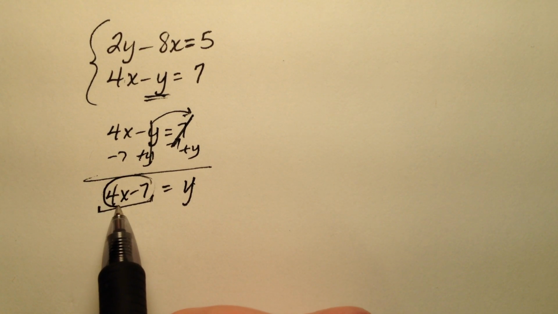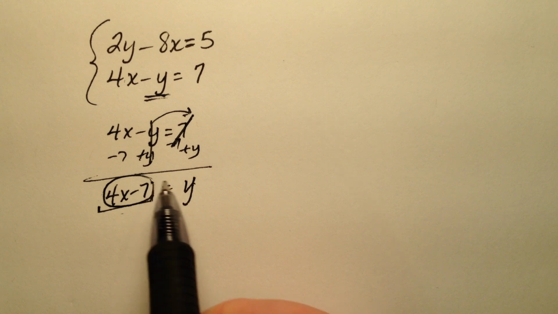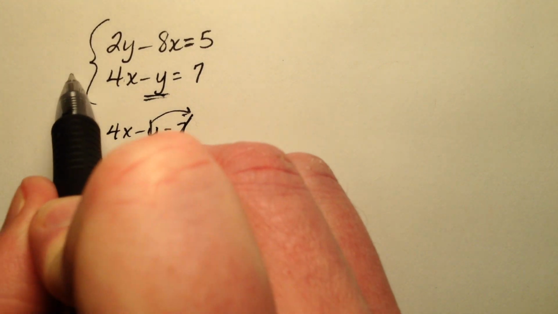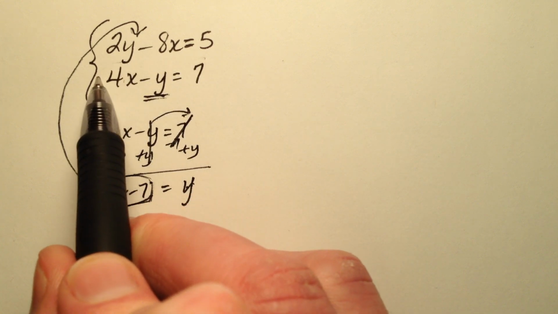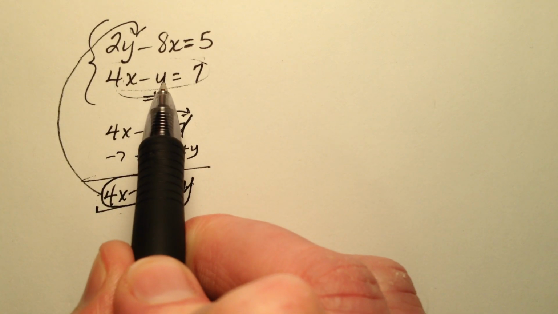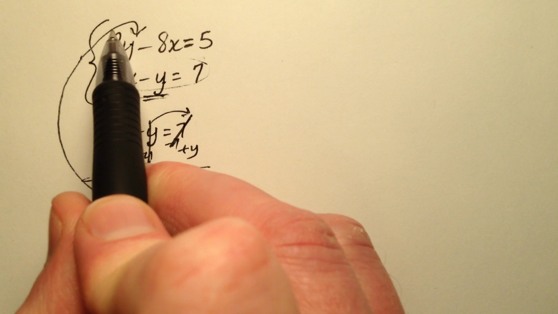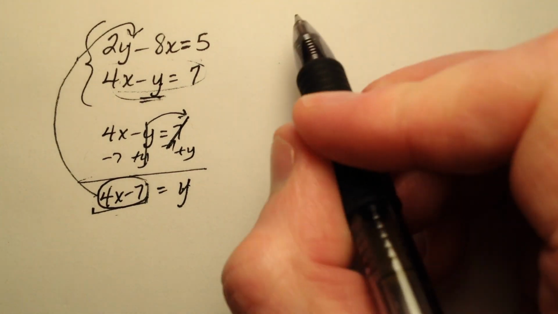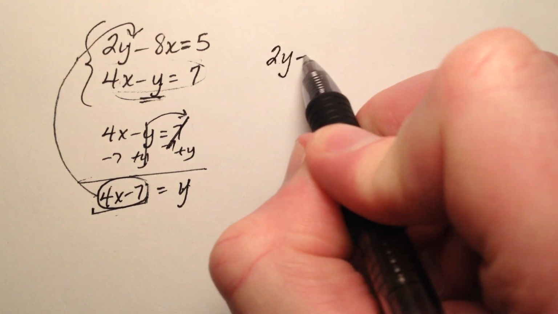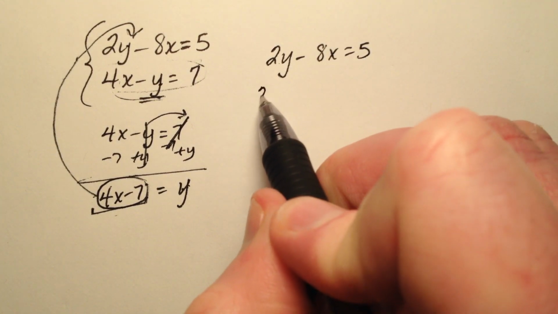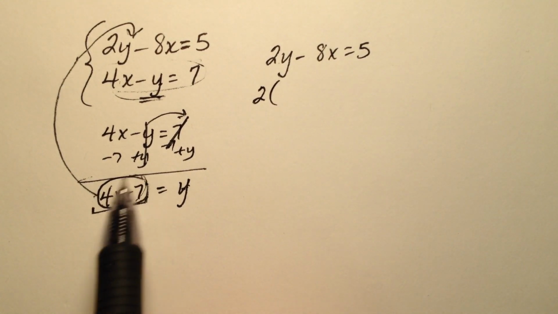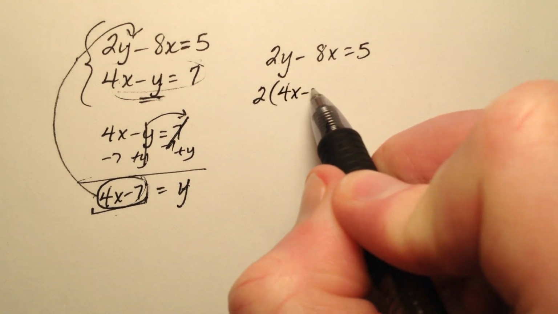So I'm going to take that 4x minus 7 and I'm going to substitute it in for y, but in the other equation. So the second equation is the one we use to solve for y. So the first equation is the one that we're going to substitute into. So that's 2y minus 8x equals 5. So 2 times y, but our y is this expression, 4x minus 7.